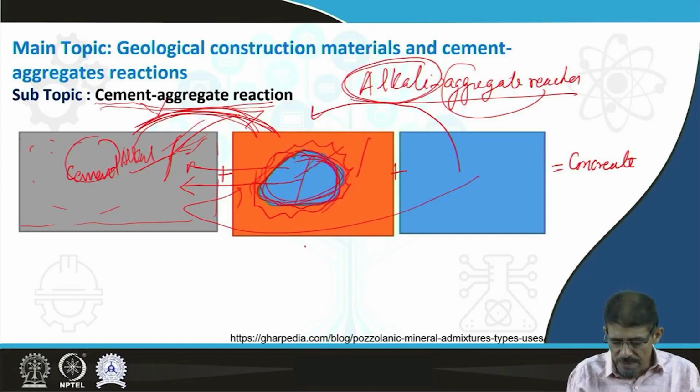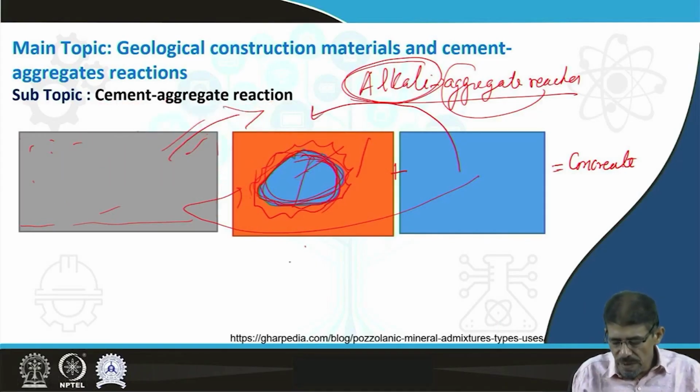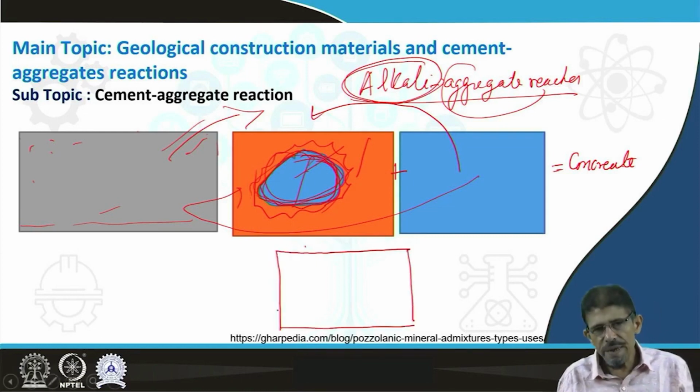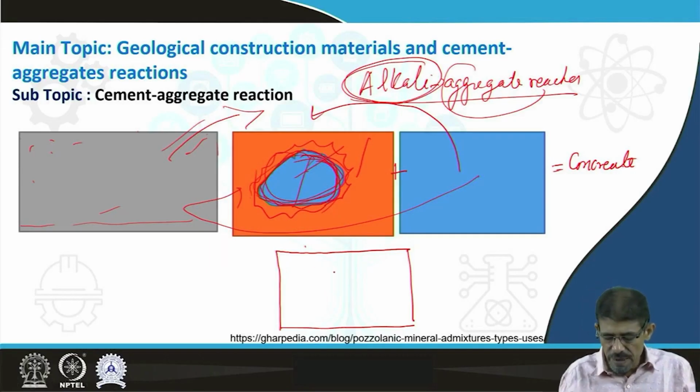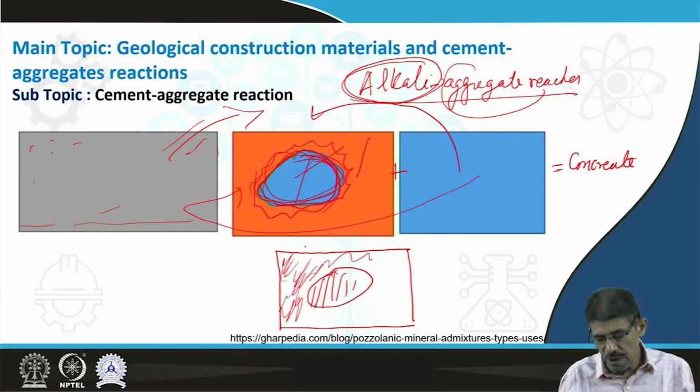Initially here, if we try to show a view of cement and aggregate in a concrete framework, we can see here the aggregate. Here we are going to utilize this figure, this aggregate, and surrounding it the paste, cement mixed with water, making the cement paste, with water present in the cement paste.